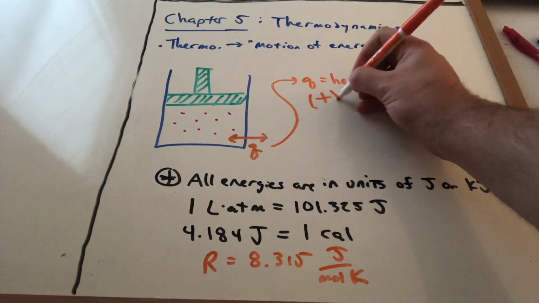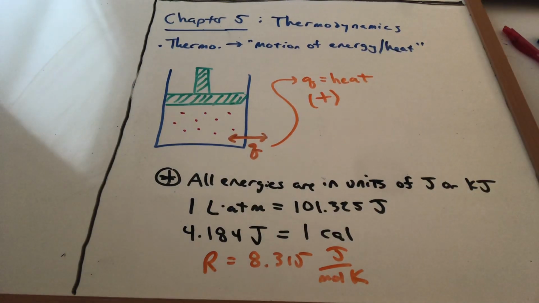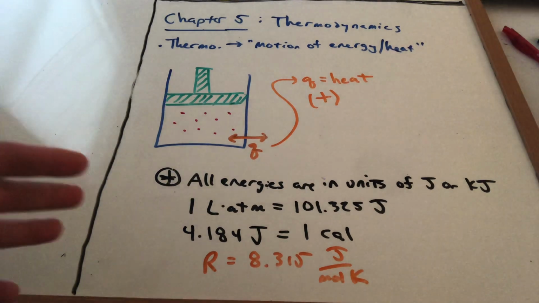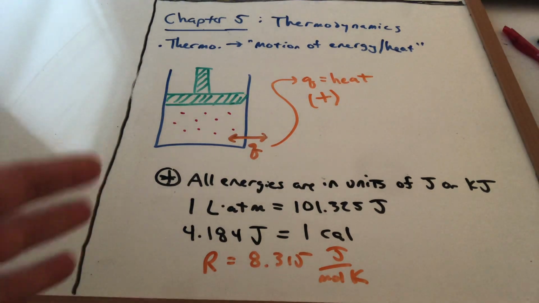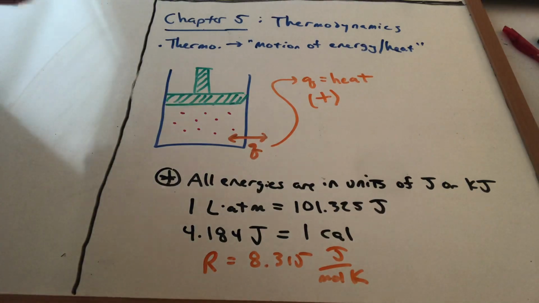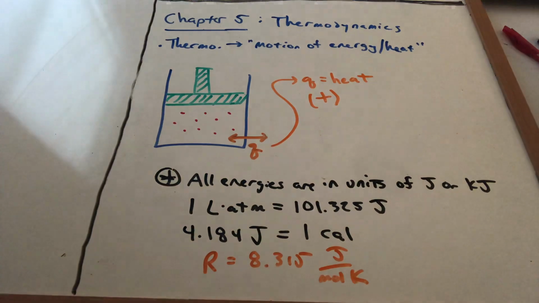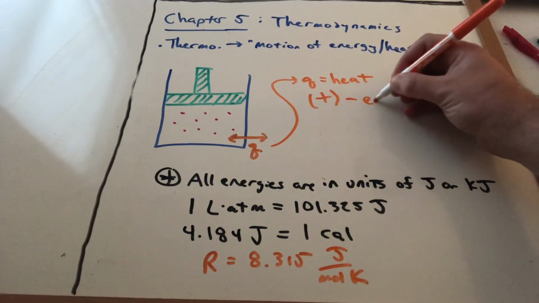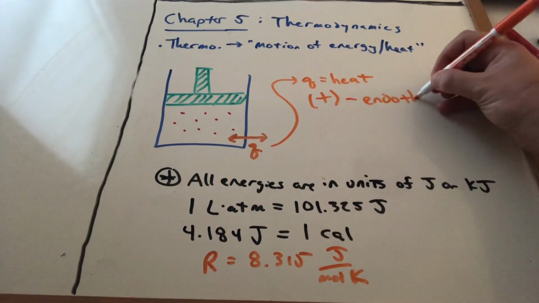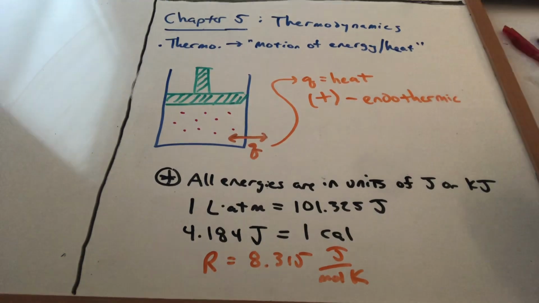Heat could have a positive sign. When heat is positive, what does that tell you? Heat is an energy. So if heat's an energy and it's positive, that tells you that energy has gone into the system. All right? When heat is positive, we say that process is endothermic. The system has gained energy in the form of heat.